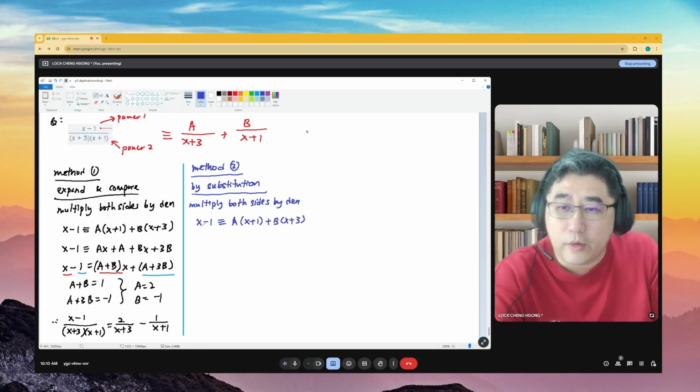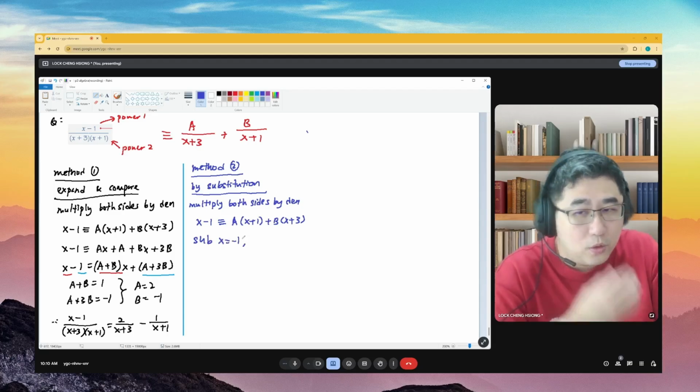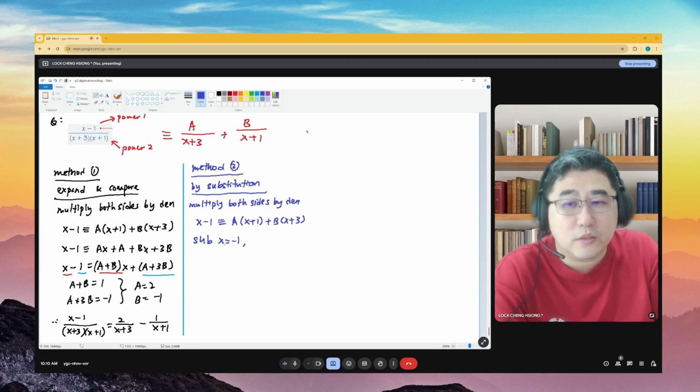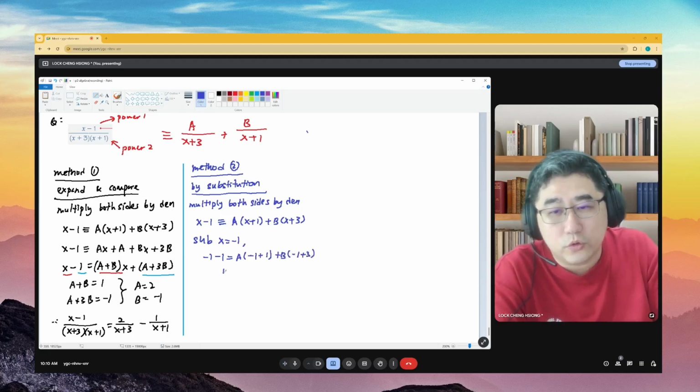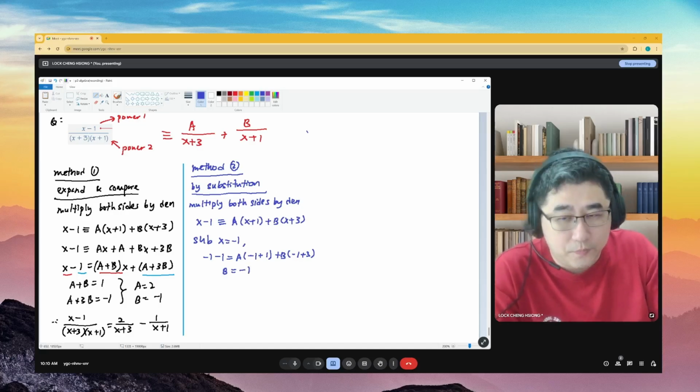Then after that, I'm going to sub x equals to minus 1. Where did this x equals to minus 1 come from? x equals to minus 1 is from x plus 1 equals to 0. So I have minus 1 minus 1 equals to a of minus 1 plus 1 plus b of minus 1 plus 3. So of course you will have your value of b. Your b will equal minus 1 here.